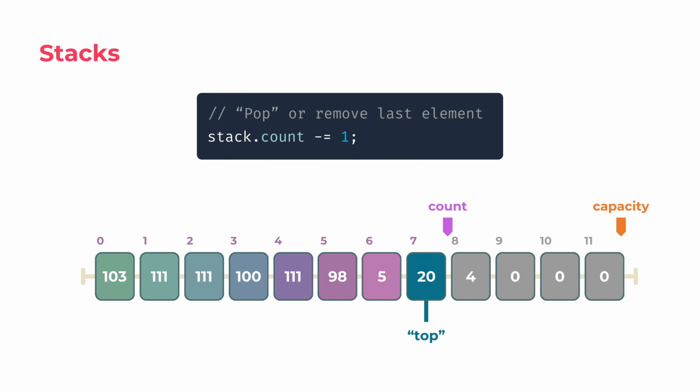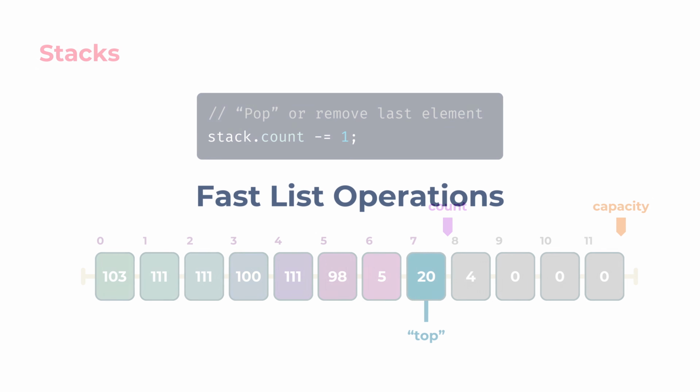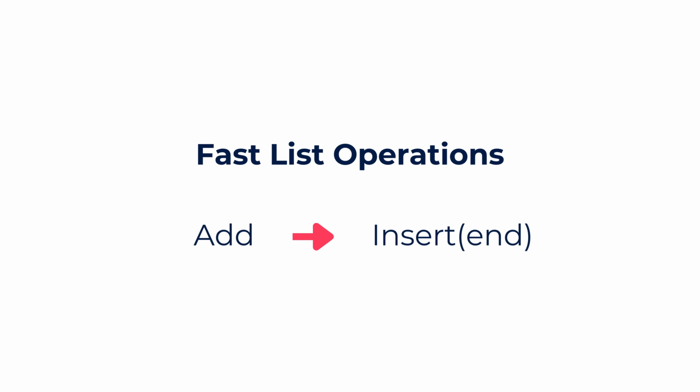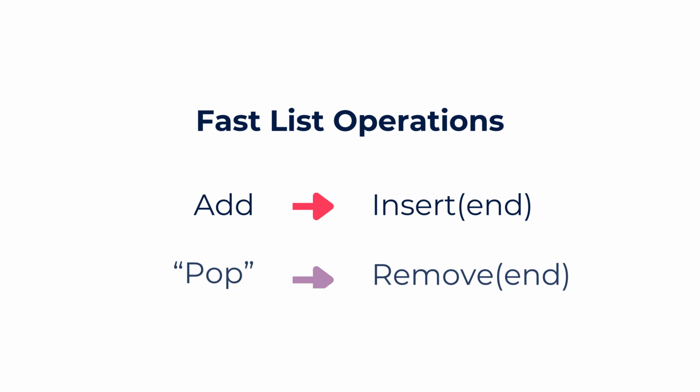And it's just worth mentioning here that there's a symmetry in these fast list operations. Really, add is just a special case of insert at the end, and pop for stacks is just a special case of removing an element at the end. Because there are no elements after the end of a list, there's no need to copy any subsequent elements to create space or fill a hole.